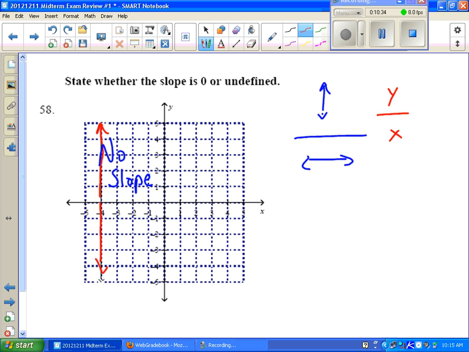So if you look at two values, let's say you look at this one on the line and you look at this one. When it changes up and down, let's say we went from the top one to the bottom one, that means we went down one, but we didn't go left or right at all. We went 0 going to the left or right. This is what can happen. You cannot have that 0 at the bottom. That's what makes it no slope, which is undefined.